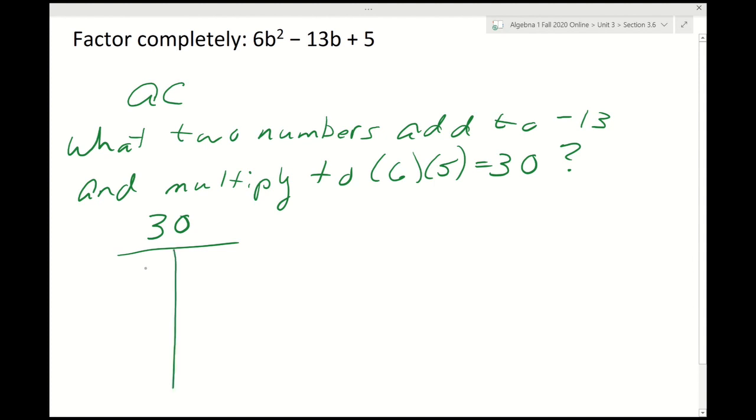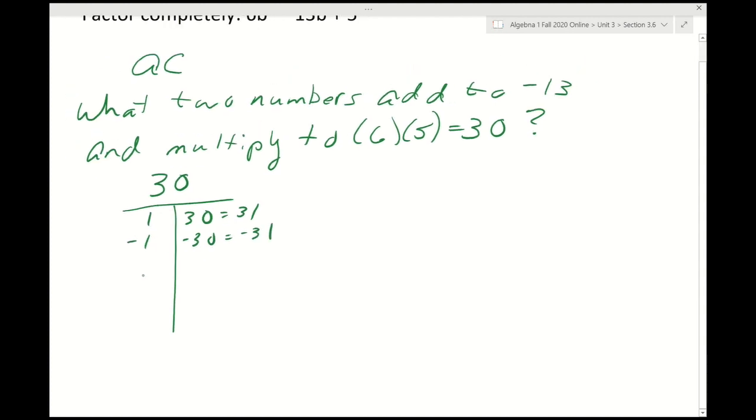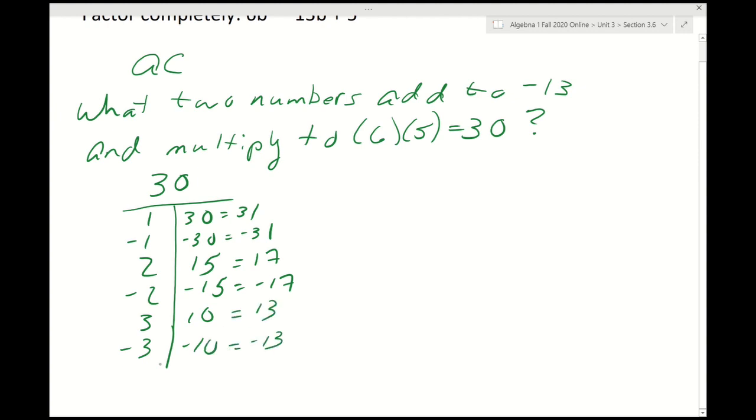If I were to do 1 and 30, or negative 1 and negative 30, that gives me 31 and negative 31. If I were to do 2 and 15, and negative 2 and a negative 15, that gives me 17 and a negative 17. I'm getting closer, but I'm not quite there. If I do 3 and 10, or a negative 3 and a negative 10, that's 13 and a negative 13. We're looking for a negative 13.